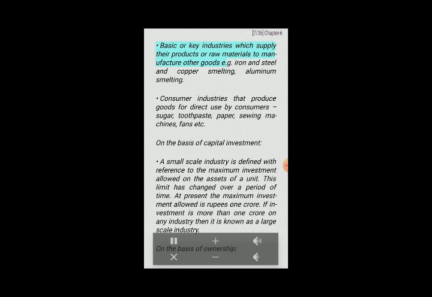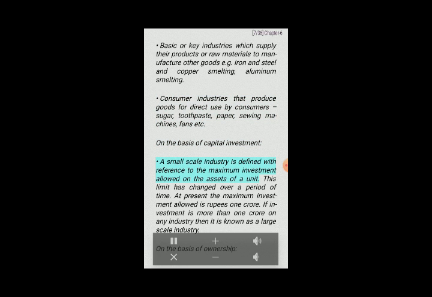According to their main role. Basic or key industries which supply their products or raw materials to manufacture other goods, e.g. iron and steel and copper smelting, aluminum smelting. Consumer industries that produce goods for direct use by consumers: sugar, toothpaste, paper, sewing machines, fans, etc.